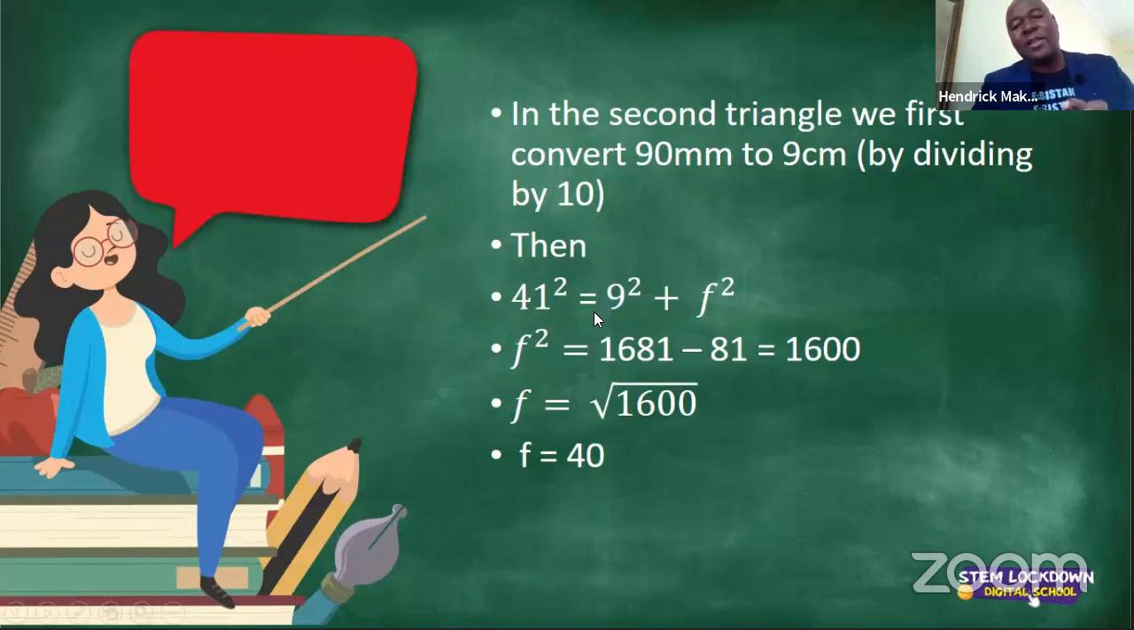So basically, that is what we have done. We have managed to change the sign of 9 squared. That is why it is minus 81 there. And of course, if you subtract 81 from 1,681, you will be able to get 1,600.